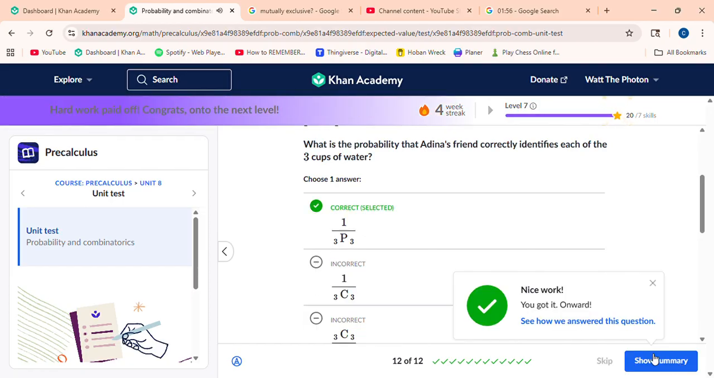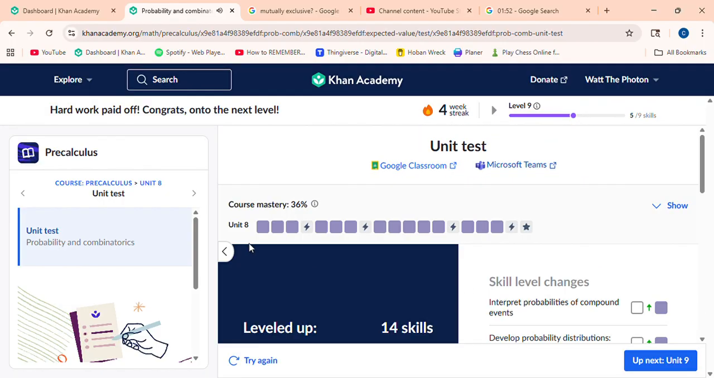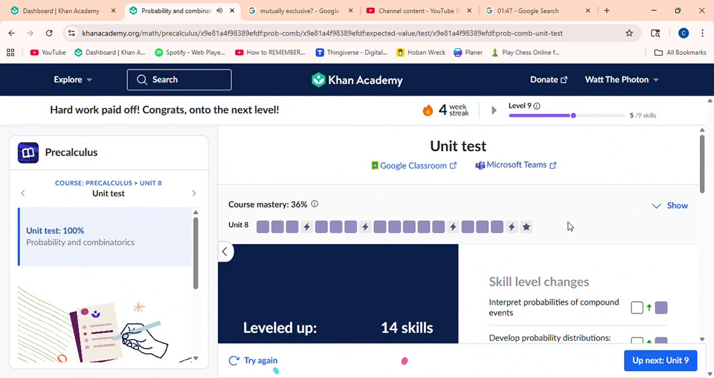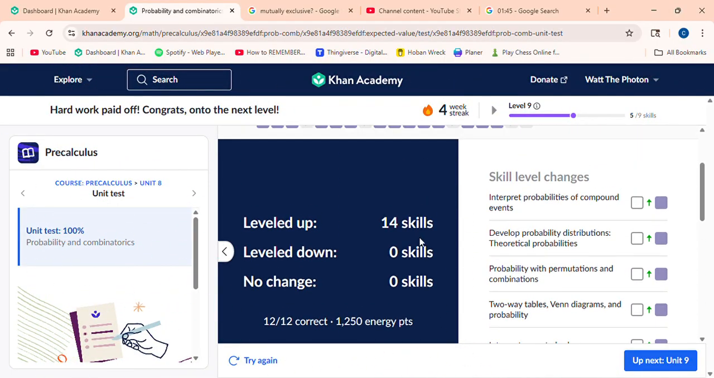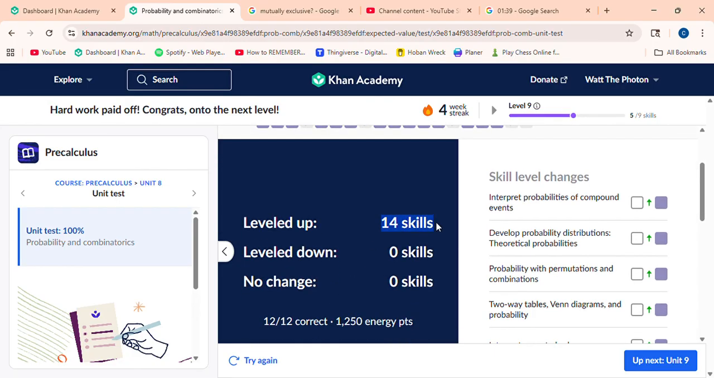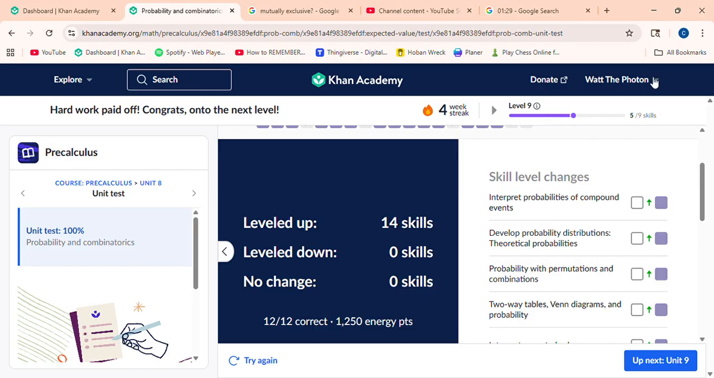Oh. That's great. Oh, clean through. So happy. 14 skills. That's interesting. Why did I get 14 skills? And if you get all the levels, then you level up. Ooh, that's very interesting. So, goodbye.